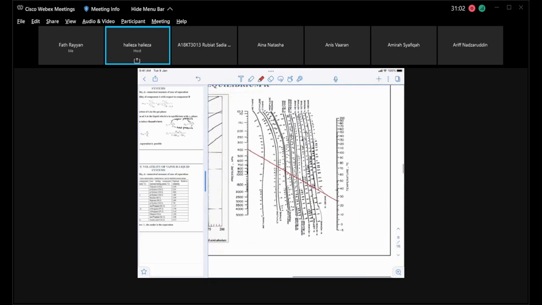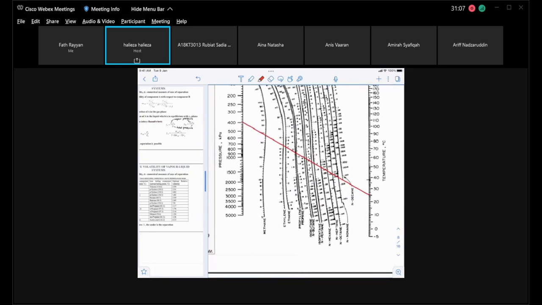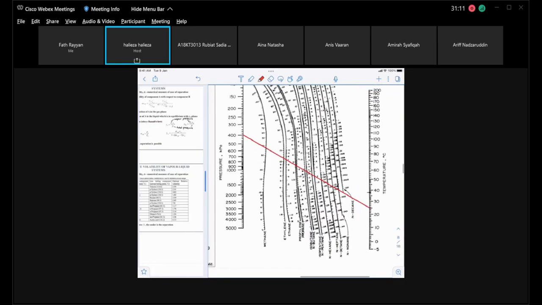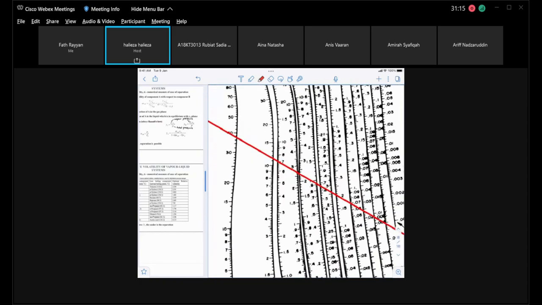So in order to avoid that, over here you have the left-hand side as the pressure and the right-hand side as the temperature. And what is the K constant? The K constant is the value that looks like it's on the right-hand side, like the ruler there.